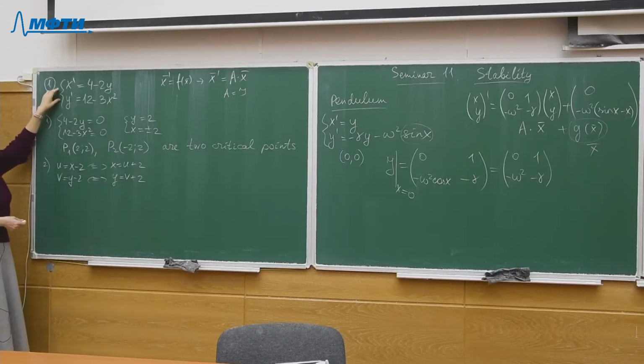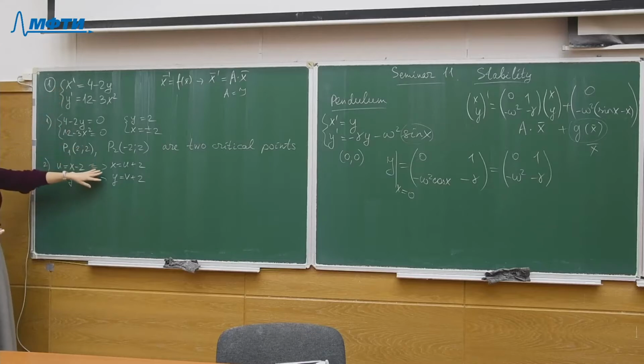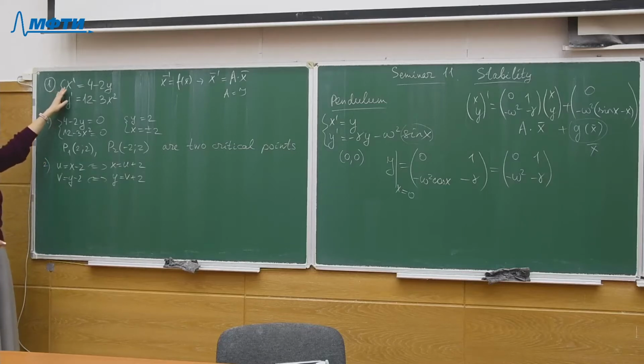And then we should rewrite our system in terms of new variables u and v. Okay, is it clear, Daniel? Is it clear? Yeah. So what shall we do now? Daniel, do you know? Make a substitution and rewrite our system in terms of new variables u and v.